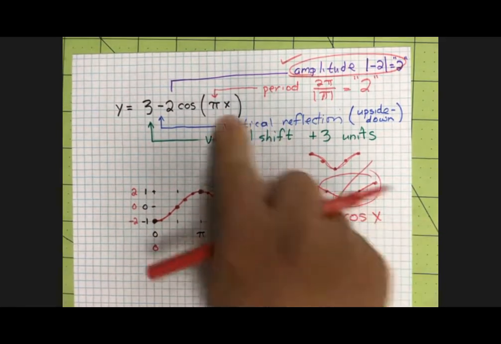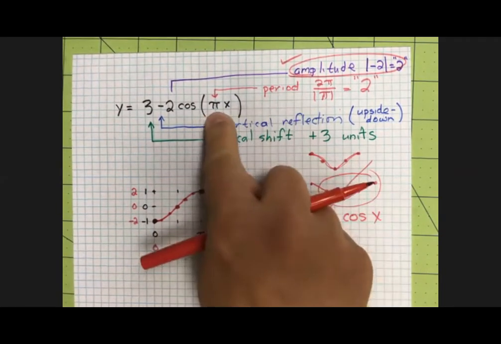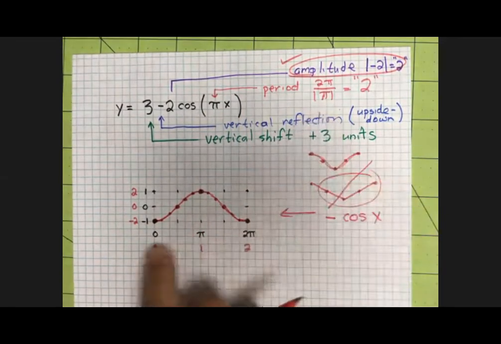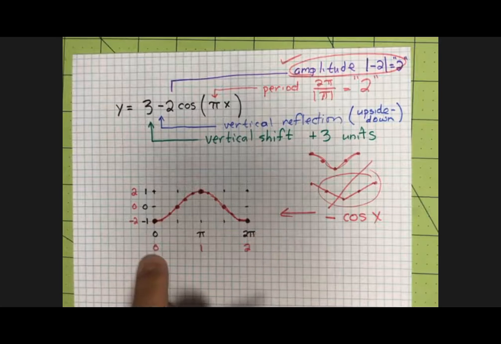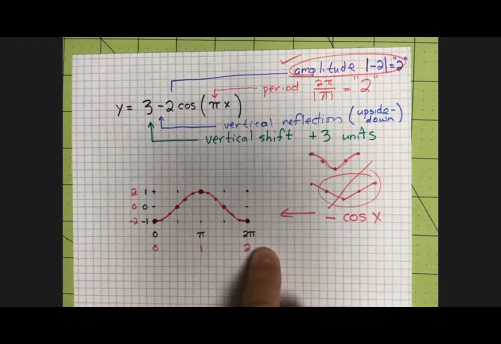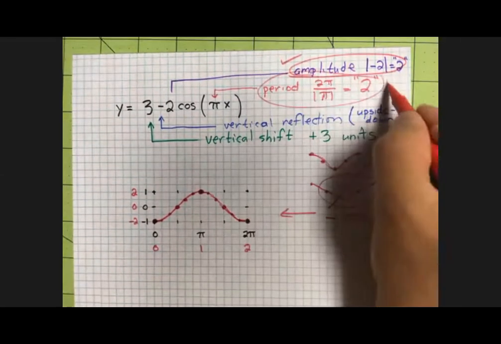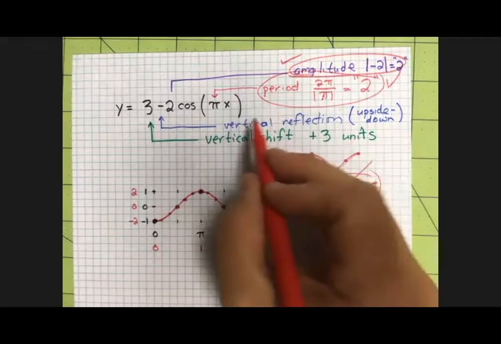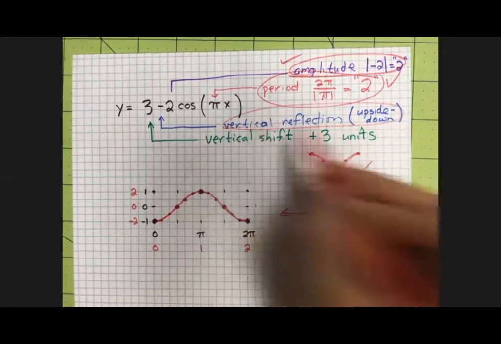But here, when I do the period, I take the number in front of the x and divide the natural numbers by that. The natural numbers of 0, pi, and 2 pi, I divide by pi, give me 0, 1, and 2. So now I've dealt with a period. Check. I already turned it upside down, right? That's vertical reflection. Check.